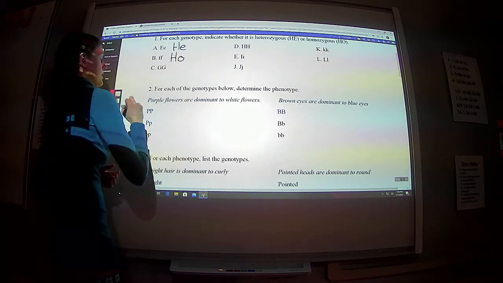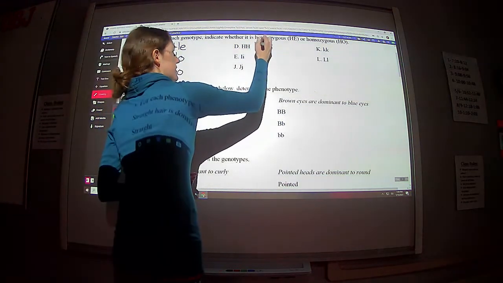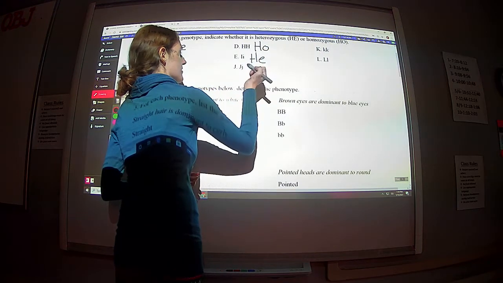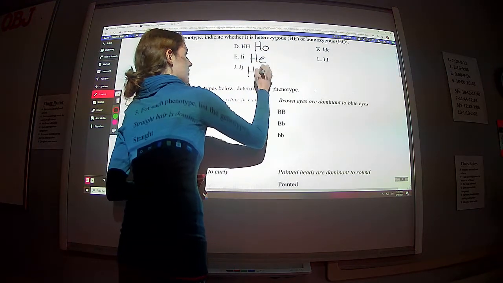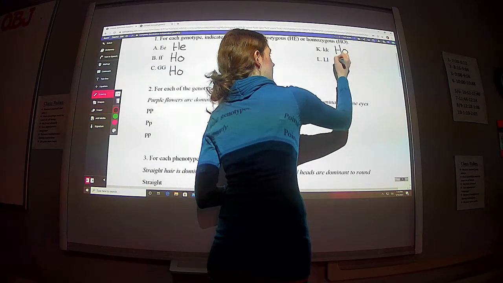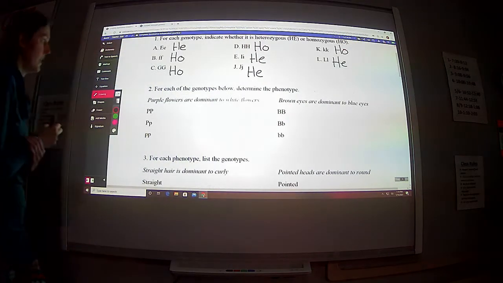Two lowercase f's is HO. Two uppercase g's is HO. Two uppercase h's is HO. Uppercase I, lowercase i is hetero. Uppercase J, lowercase j is hetero. Two lowercase k's, homozygous. Uppercase L, lowercase l is heterozygous.